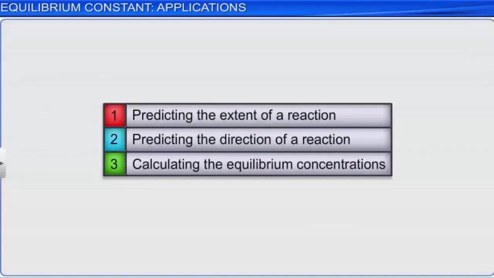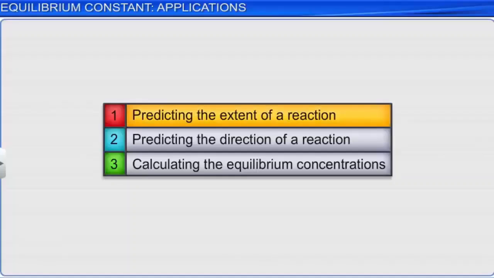The knowledge of the equilibrium constant helps us in predicting the extent of a reaction, predicting the direction of a reaction, and calculating the equilibrium concentrations. Let us discuss each application in detail to appreciate the importance of the equilibrium constant in a reaction.